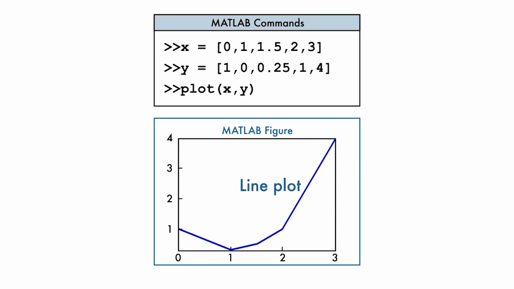The line starts at the first point, identified by the vectors of x and y values, and continues to the second point, and so on, until reaching the last point.